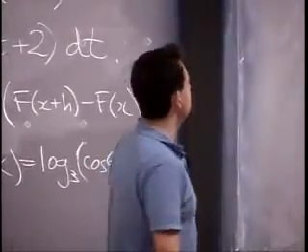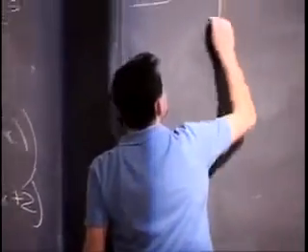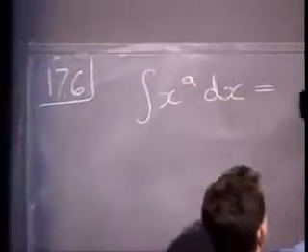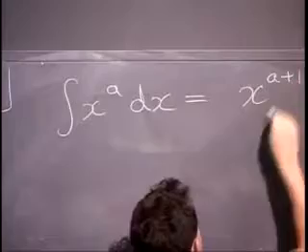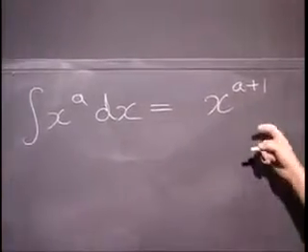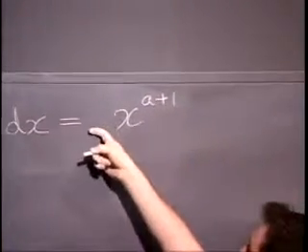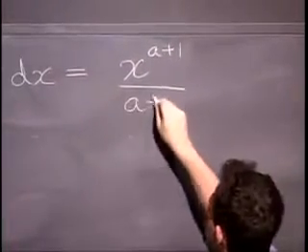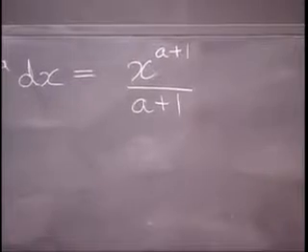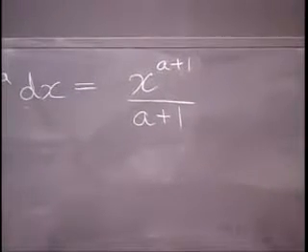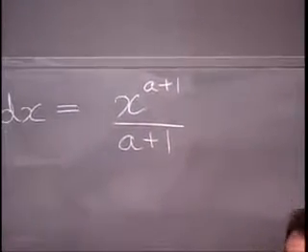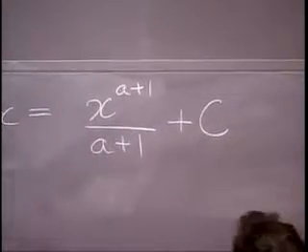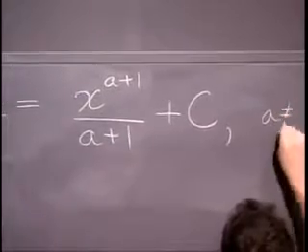Okay, so before I do problems on the second fundamental theorem, as I said, you need to be able to find antiderivatives. So if you try to find the antiderivative of x to the a, it should be x to the a plus 1, because after all, if you differentiate this, you get a plus 1 times x to the a. So all you have to do is divide by the a plus 1, and everything will cancel out. When you differentiate, the a plus 1 cancels, and you do get x to the a. The only thing is, you better add a constant. And a had better not be equal to minus 1.